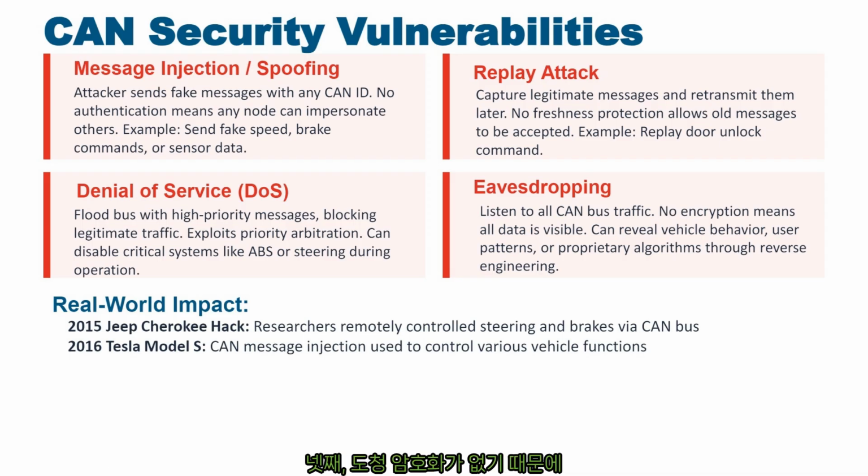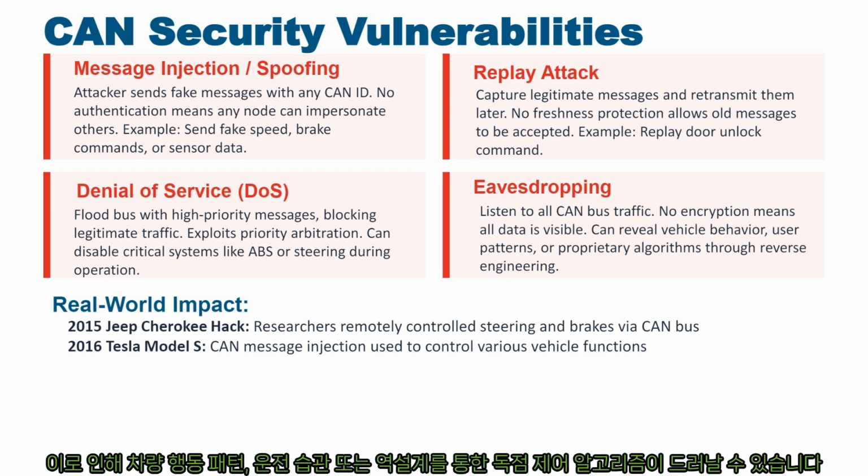Fourth, eavesdropping. Since there's no encryption, an attacker can simply listen to all CAN bus traffic and see everything. All the data is visible in plain text. This can reveal vehicle behavior patterns, driver habits, or even proprietary control algorithms through reverse engineering.